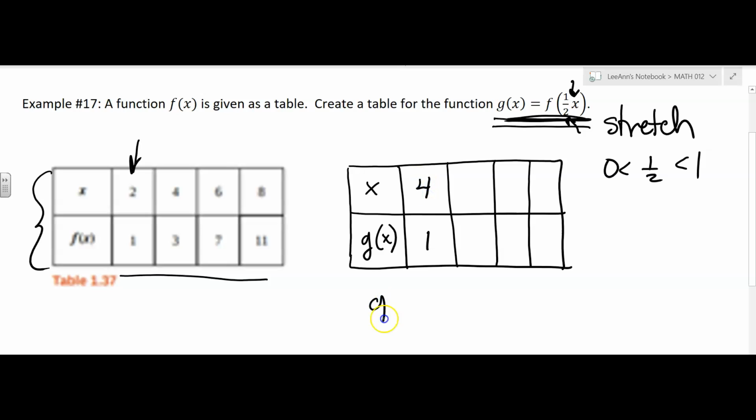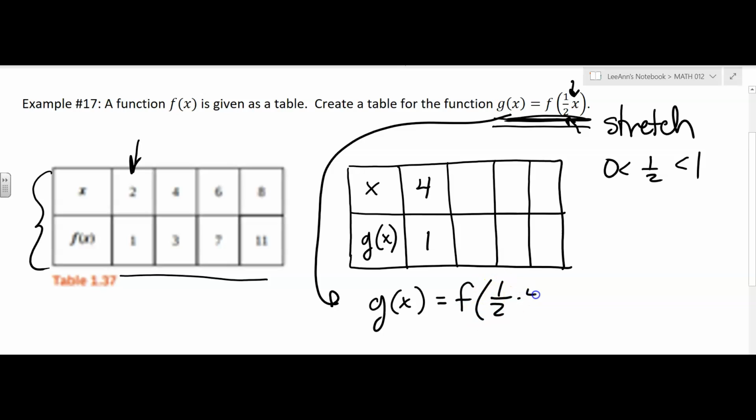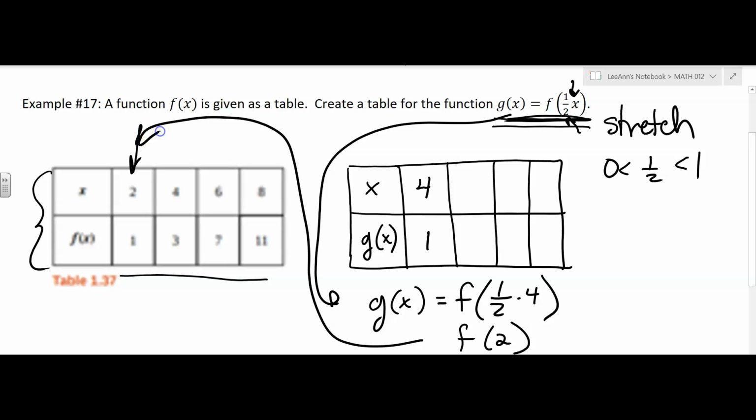Then I can say g of x, using the formula that we have, g of x is equal to f of 1/2 times 4, which is going to be f of 2, and that I can look up on my table. I have the f of x function as a table. I know what f of 2 is.